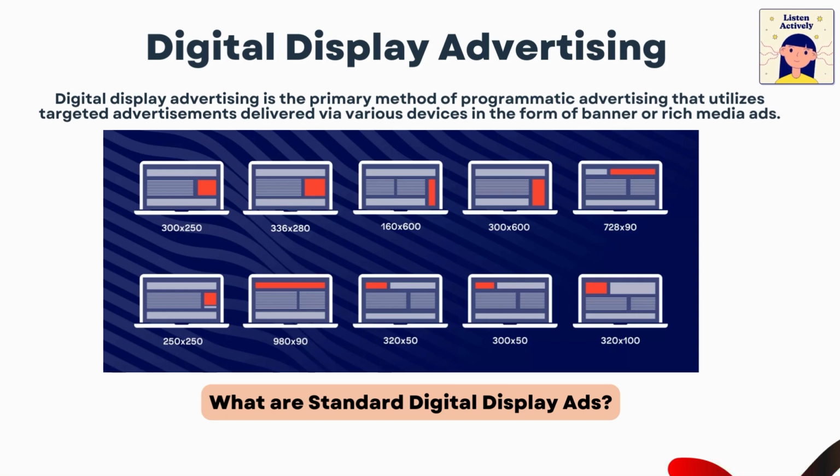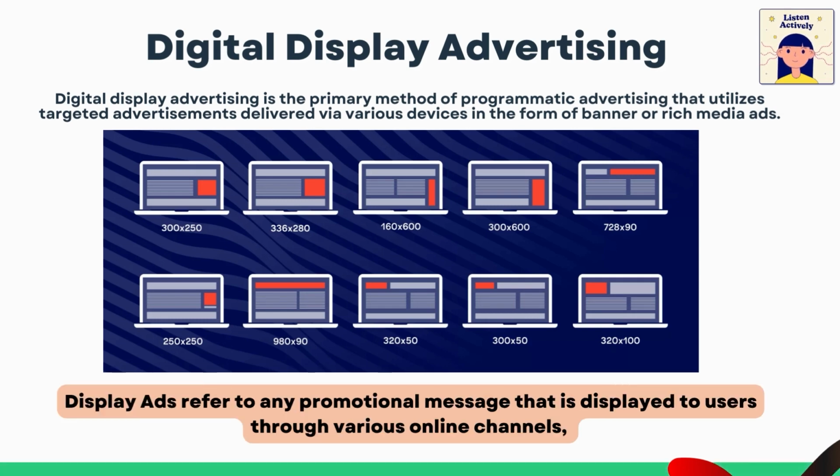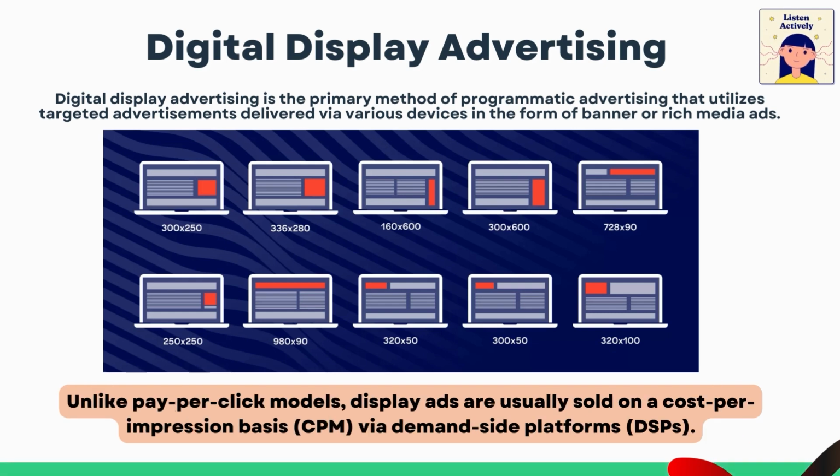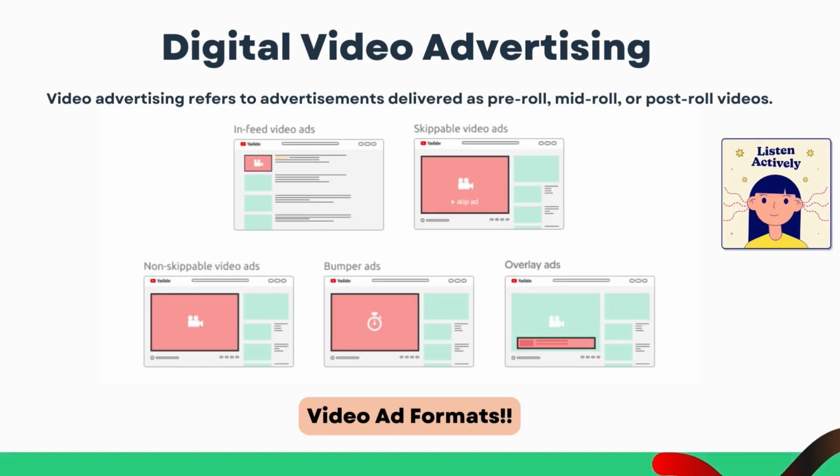What are standard digital display ads? Display ads refer to any promotional message that is displayed to users through various online channels, including email, mobile applications, and online publications. Display ads can take various forms such as images and rich media. Unlike pay-per-click models, display ads are usually sold on a cost-per-impression basis, CPM, via demand-side platforms, DSPs.